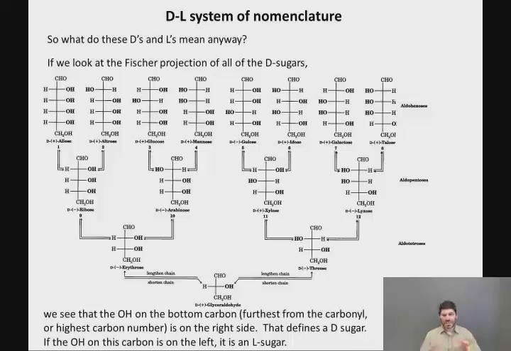What you should notice, the one pattern of all of these Fisher projections, is that the OH on the bottom carbon, which is the furthest from the carbonyl group or the highest carbon number, is always on the right side. Okay, so look at all the ones in the top row, the 6 carbon sugars, the 5 carbon sugars, the 4 carbon sugars, and the 3 carbon sugar. In all cases, that OH is on the right side, and that is what defines a D sugar. If the OH carbon is on the left, then it is an L sugar.